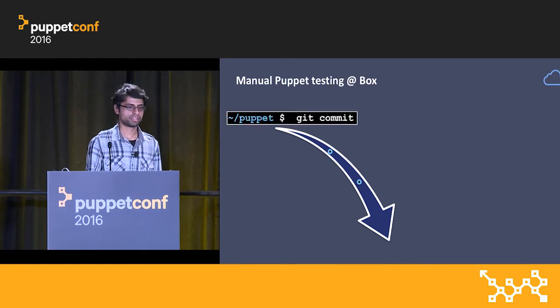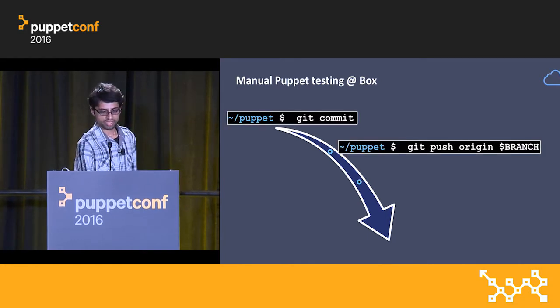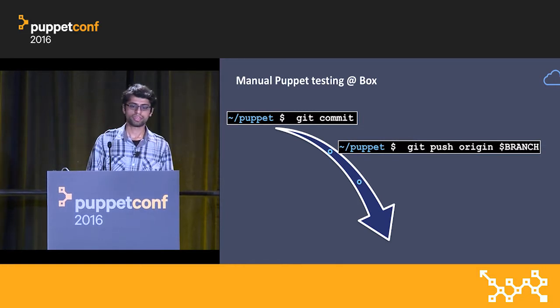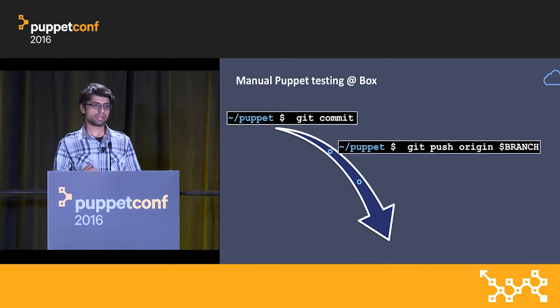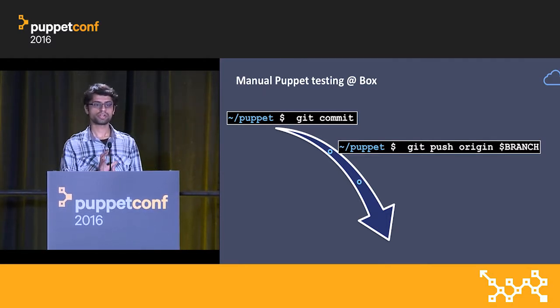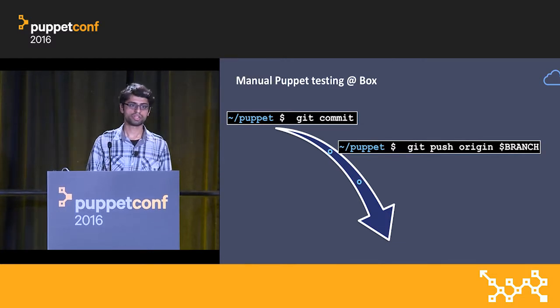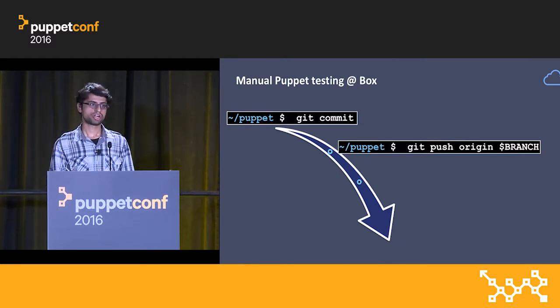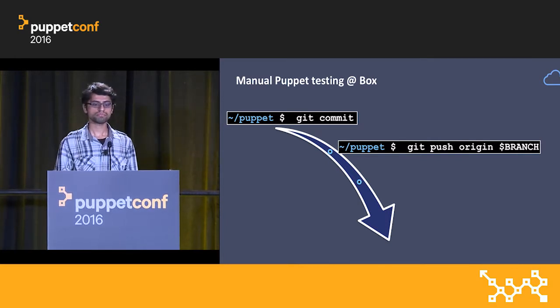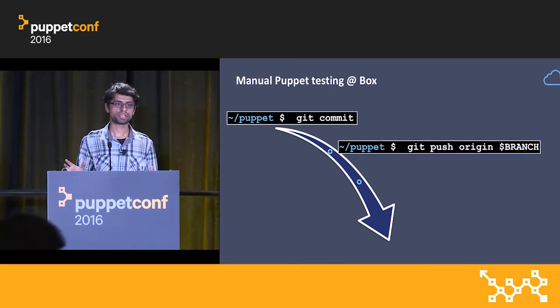So first, they'll commit their change to Git. After that, they'll push up their branch using a standard Git push command. At this point, there will be a post-receive hook that will run and deploy their branch as a separate Puppet environment on all the Puppet masters using R10K. This process can take anywhere up to a minute. So at this point, their code is on all the Puppet masters.